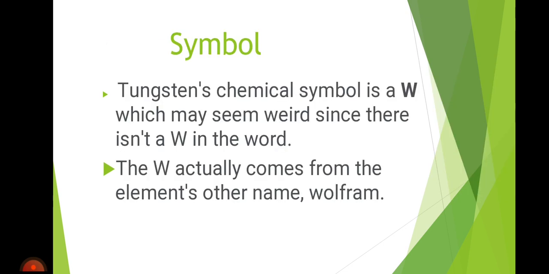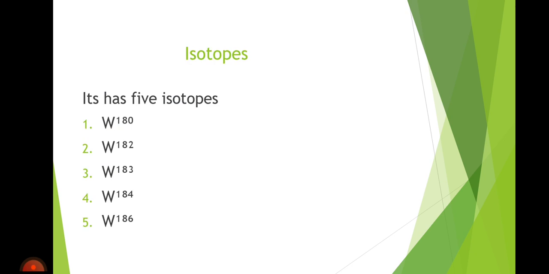Here is the symbol of tungsten. Tungsten's chemical symbol is W, which may seem weird since there is no W in the word. The W actually comes from the element's other name, wolfram. The name wolfram comes from the mineral wolframite. It has 5 isotopes: 180, 182, 183, 184 and 186.